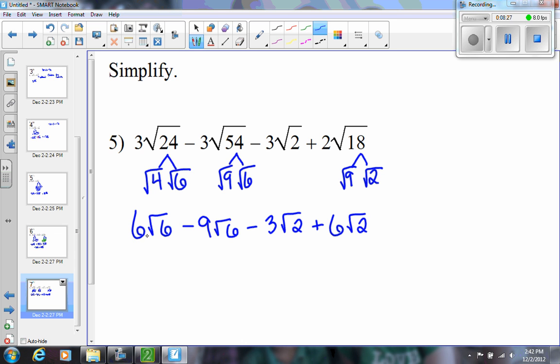So then I'm just going to combine like terms. So 6 minus 9 is negative 3, so I get negative 3 root 6. And negative 3 plus 6 is positive 3, so I get plus 3 root 2.